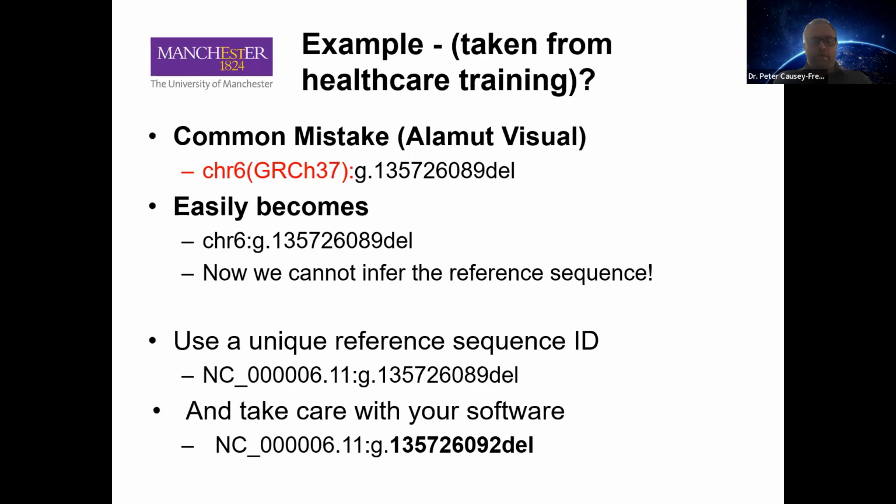So what we should be doing is using the unique reference sequence identifier for the GRCh37 version of chromosome 6. It's different; it's got a different identifier in GRCh38. Take care of your software as well. Alamut doesn't always get the nomenclature right, especially for genomic descriptions. So using a tool like VariantValidator to check that your description is accurate is also advised. Alamut's great, but it's always worth using another tool to double check. Next slide, please.